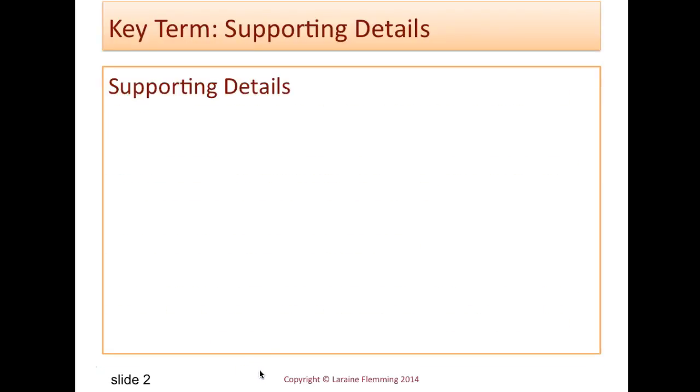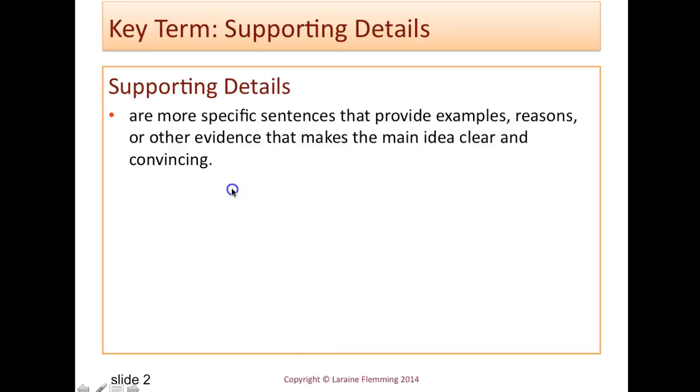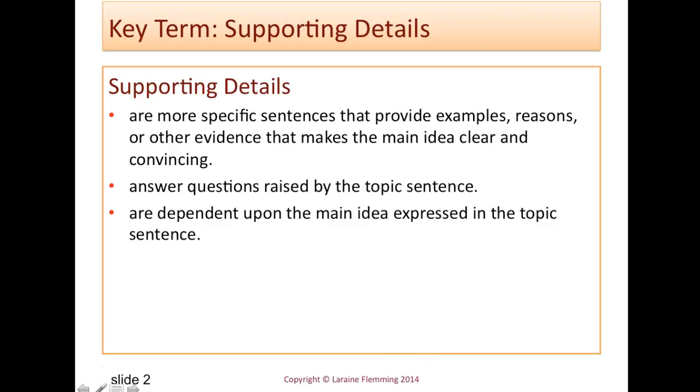So, some of the background information to support the idea of details. The more specific sentences that provide examples, reasons, and other evidence that makes the main idea clear and convincing are indeed those details. They answer the questions that are raised by the topic sentence. They're dependent upon the main idea expressed in the topic sentence or in an implied main idea paragraph.